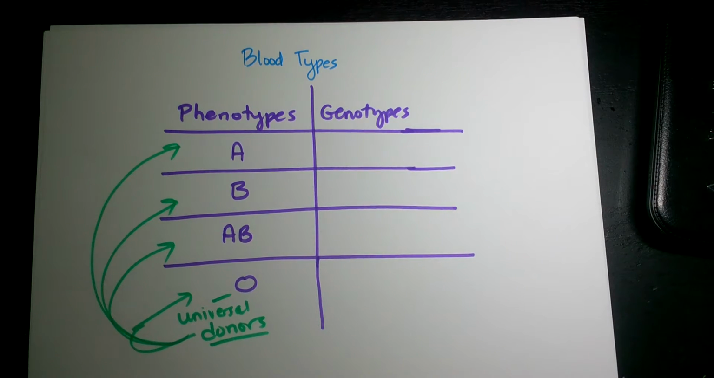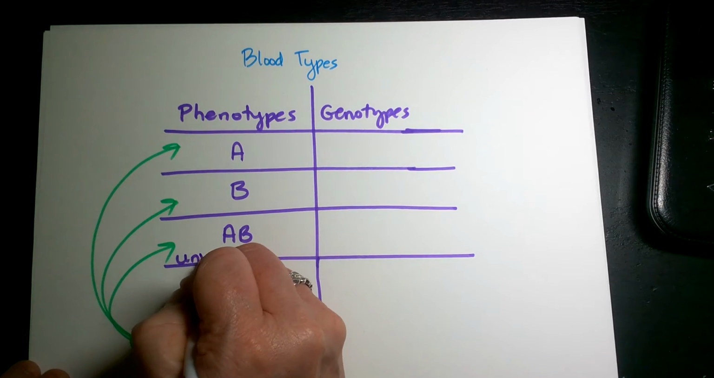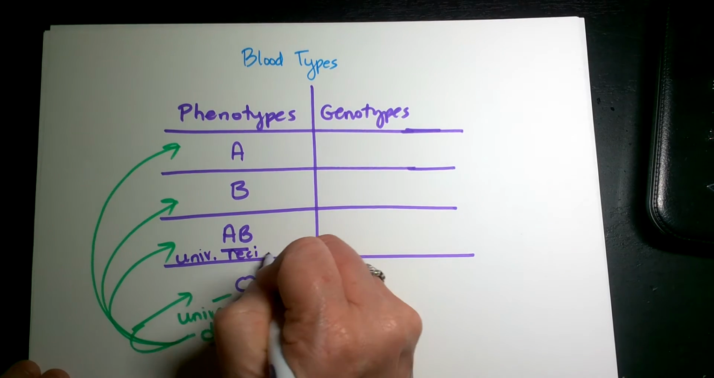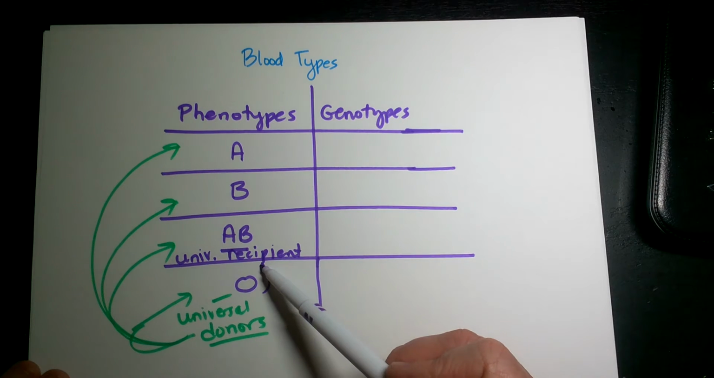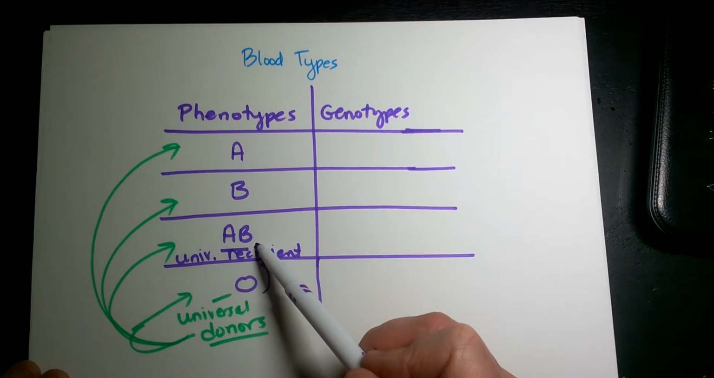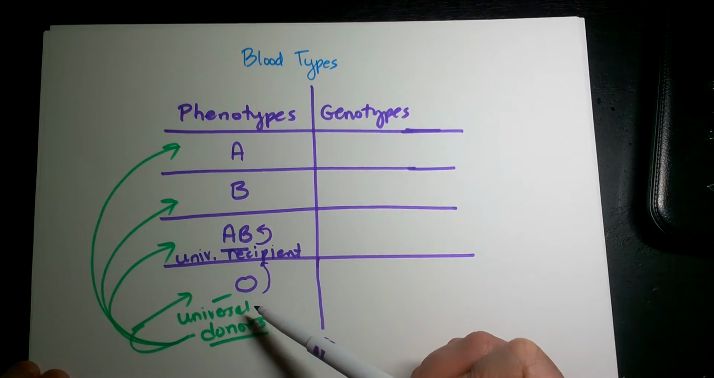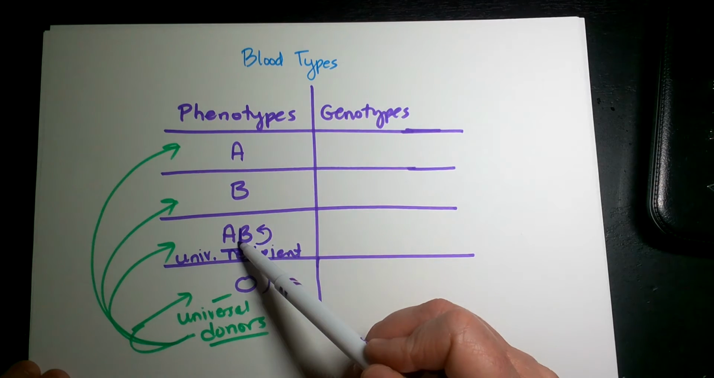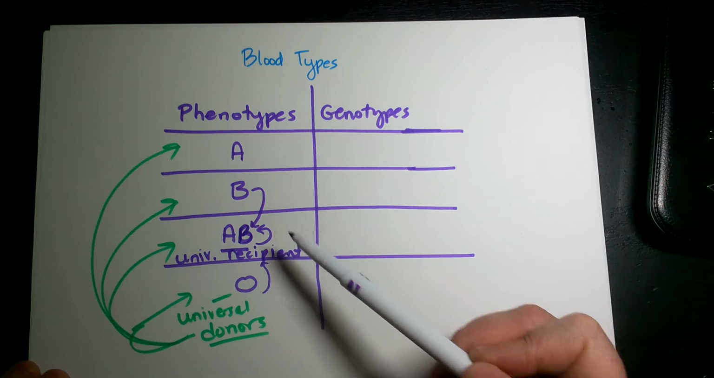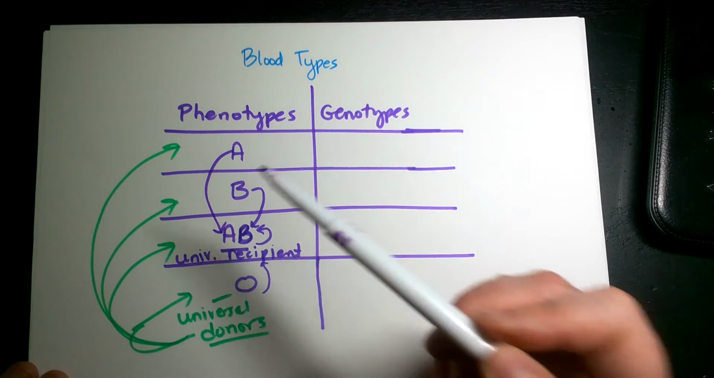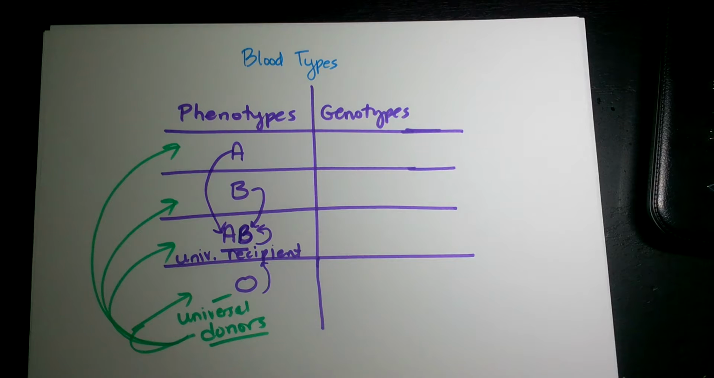All right. Type AB, we call them universal recipients. So, universal recipient means you can receive. And so they can receive blood from type O. They can obviously receive blood from type AB persons. But since they have B blood cells, you can give them B blood. And because they have A blood cells, you can give them A blood. So they literally can be given blood from any person with their blood type.